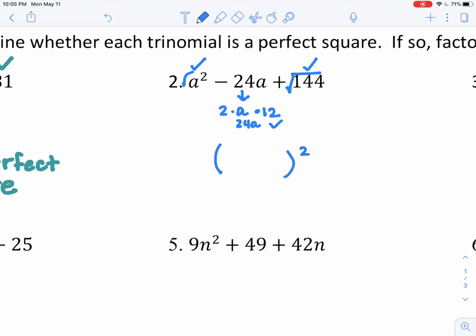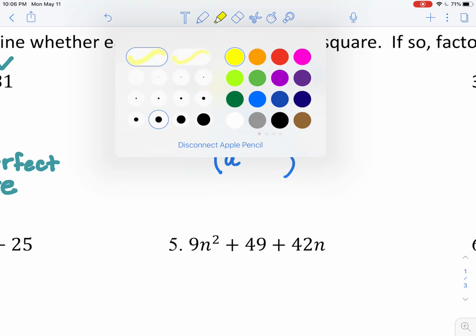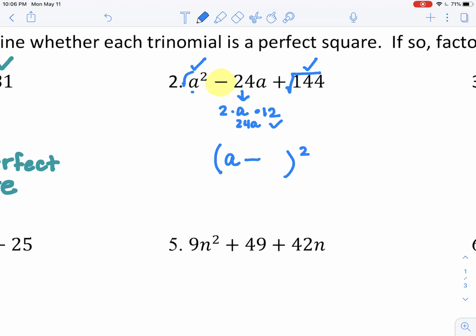In order to factor, we set up one parenthesis that gets squared. Inside of the parenthesis, we put the square root of the first item. The square root of our first term was a. Then we take the sign from the middle term, which was a minus, and the square root of the last term, the square root of 144, which was 12. So this factors into a minus 12, squared.